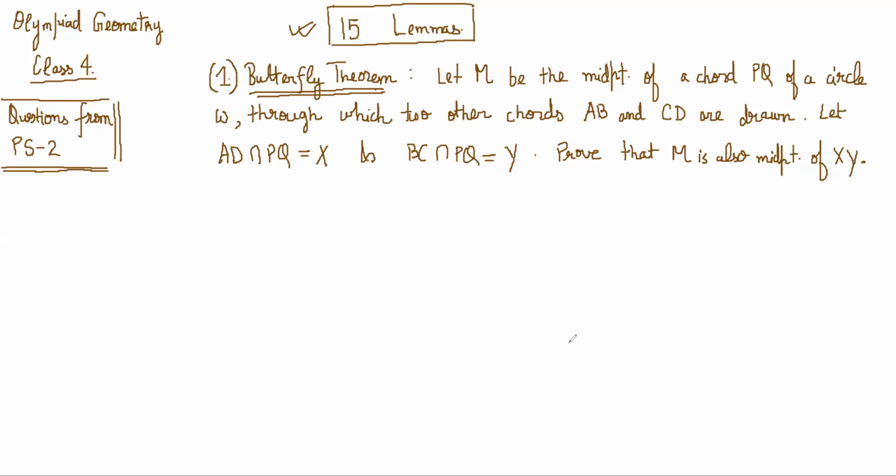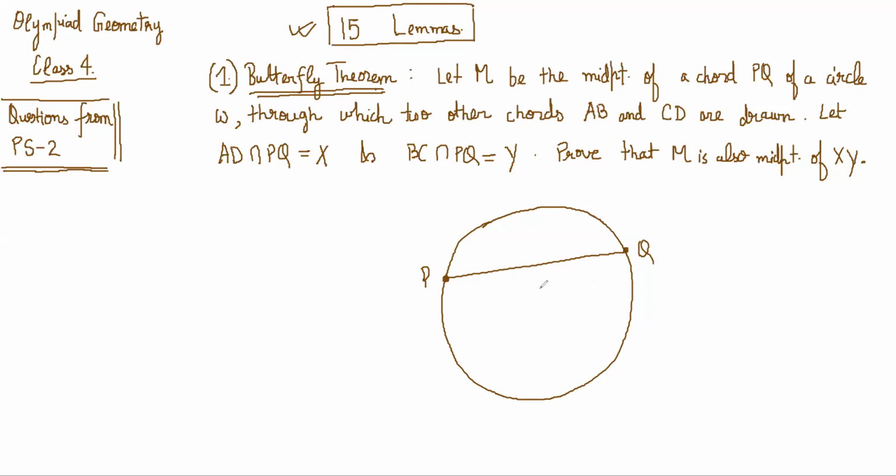So I will draw a rough figure. This is a circle, and there is a chord PQ, and there is a midpoint M for the chord, and two other chords AB and CD are drawn through M. One chord is like this. This is A. This is B. One chord is like this. This is CD. So this is C. This is D.